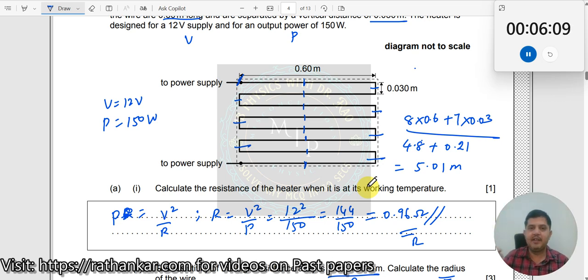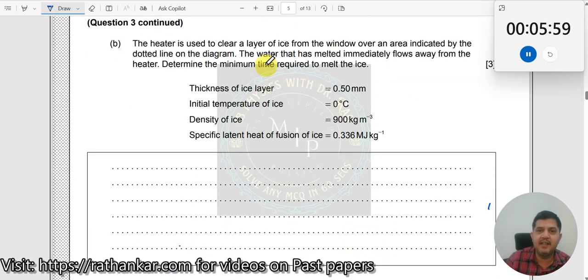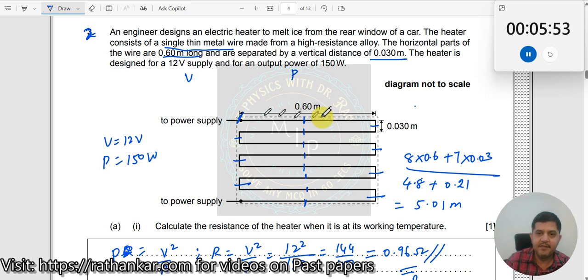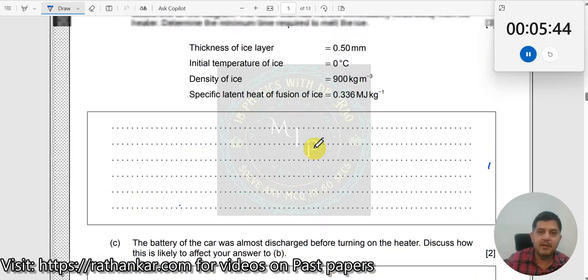Instead of taking a hammer, hitting it across and doing all these things, we can do it like this. Now let us read what has been given to us. Now what has been asked? The heater is used to clean a layer of ice from the window over an area indicated by dotted line on the diagram. Dotted line is shown here. See, this is the dotted line. So it means ice is completely filled over here, and you are going to keep the heater above it, right? And then what does it say next?